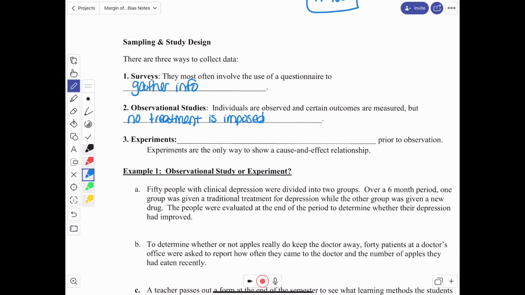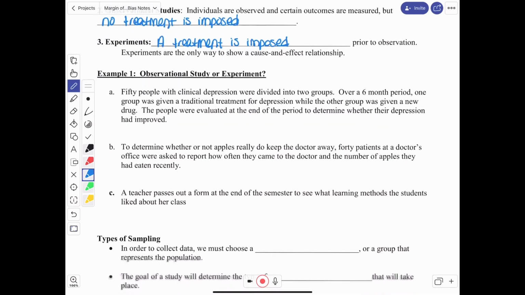In experiments, a treatment is imposed. So they may be giving you medicine, or they may see how you respond, like maybe study habits. They may be seeing how you respond to listening to music versus not listening to music. Okay, so that is some type of treatment. They may not be giving you any medicine, but they may see how you respond to listening to music. Okay, so something is being done to you. Okay, so let's look at some differences here.